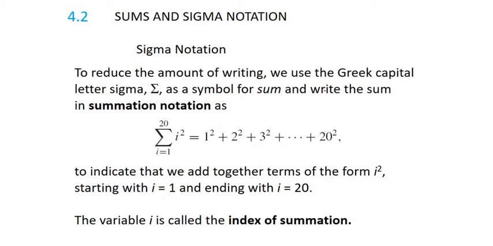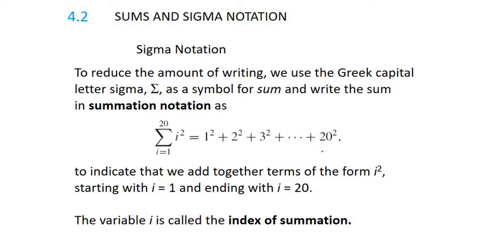To reduce the amount of writing, we use the Greek capital letter sigma, this letter here, as a symbol of sum. In summation notation, the summation from i equals 1 to 20 of i squared will be 1 squared plus 2 squared plus 3 squared plus all the way up to 20 squared.